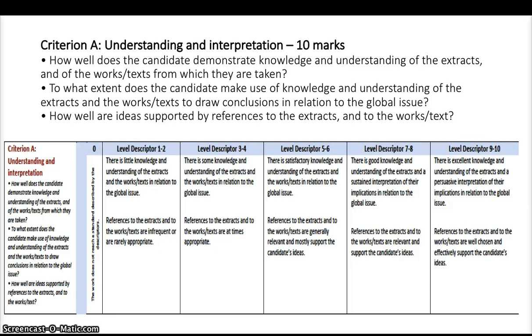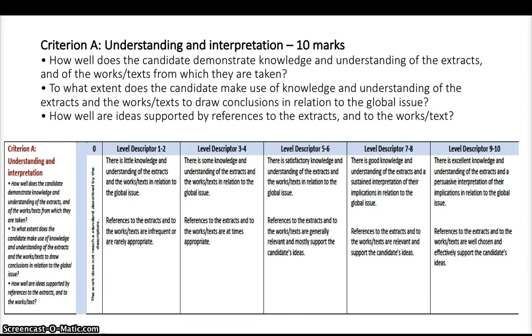Second bullet point: to what extent does a candidate make use of knowledge and understanding of the extracts and the works or texts to draw conclusions in relation to the global issue? So you have to show that you understand the extracts and how they relate to the global issue. Be very clear about that.